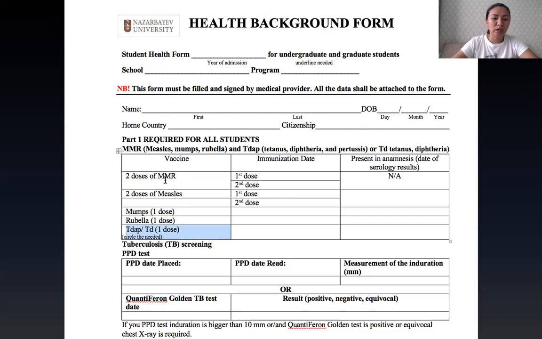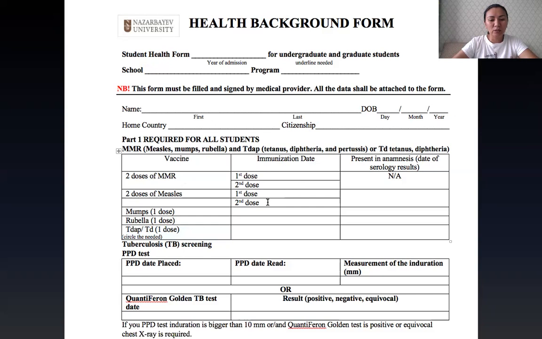Let's go to the MMR vaccination. Again, it's a combined vaccination against measles, mumps, and rubella. It contains two doses, dose 1 and dose 2. You need to indicate the date here and here, and the period between them shouldn't be less than 4 weeks, okay?